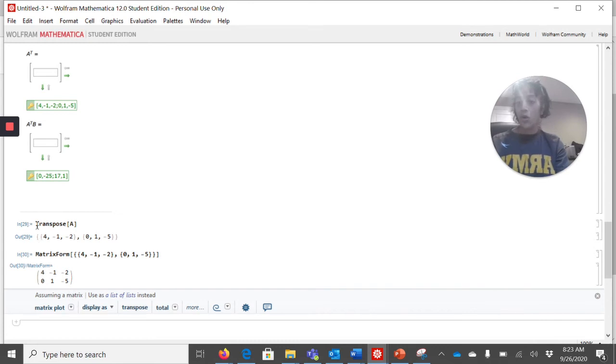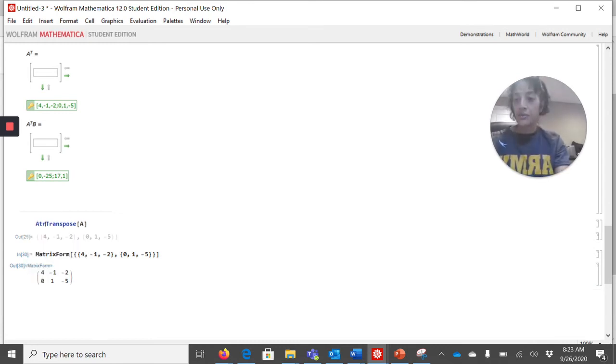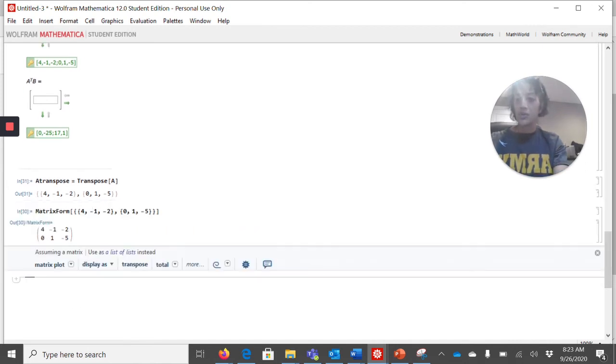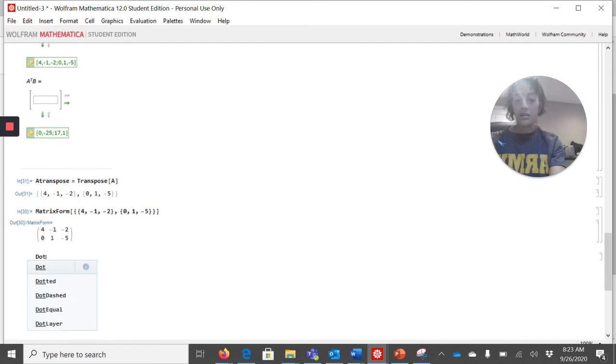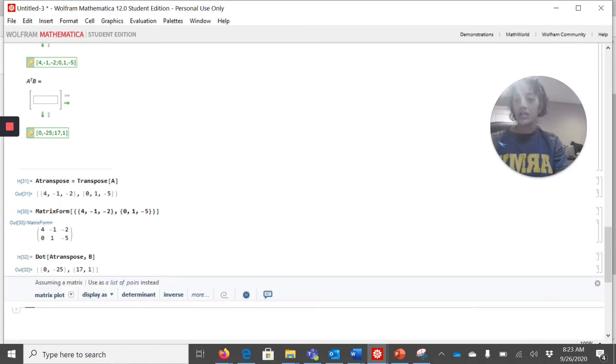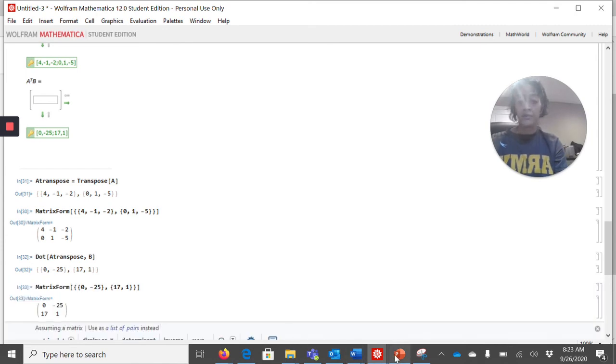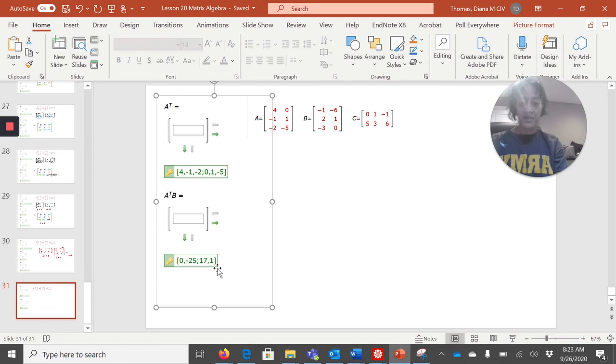I'm just going to go back up here and call this A transpose so that I can do the next question, which is they want me to do something with A transpose. So that's A transpose. I want to dot A transpose with B, and I get that. Display as a matrix, and 0, minus 25, 17, and 1. So do not be scared of Mathematica. It makes life a lot easier.